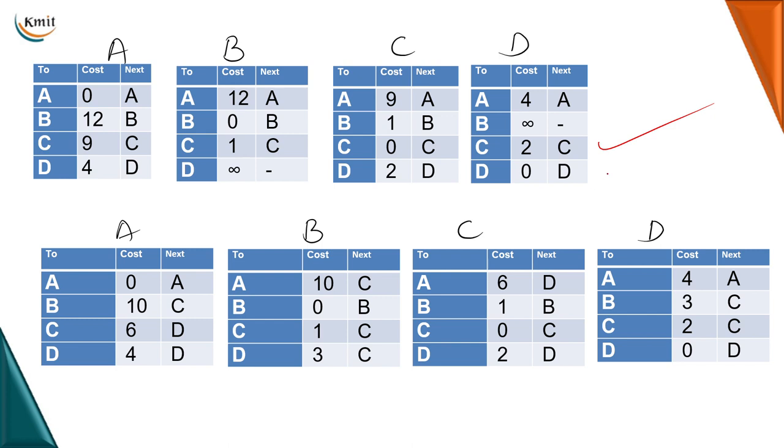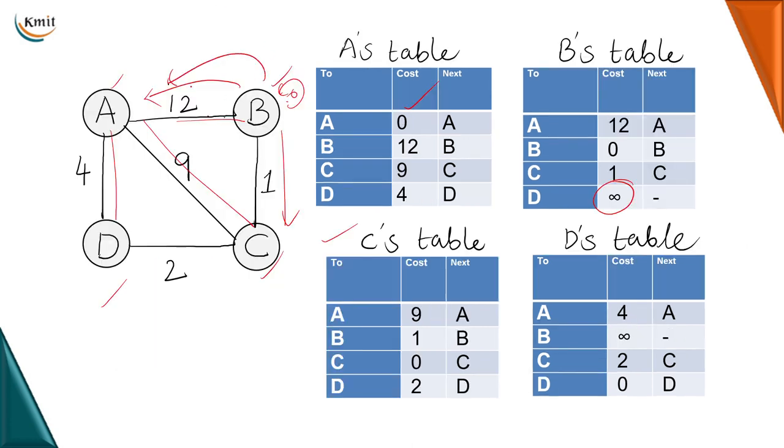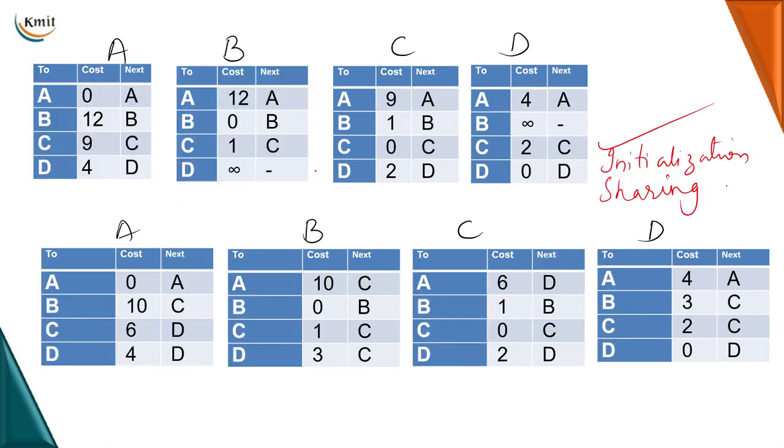The next step is what? After initialization, we do sharing of distance vectors with the neighbors only. Who are the neighbors of A? Neighbors of A are B, C and D. So it will make use of the information of B, C and D, and it will update its routing table entries with the minimum distance.